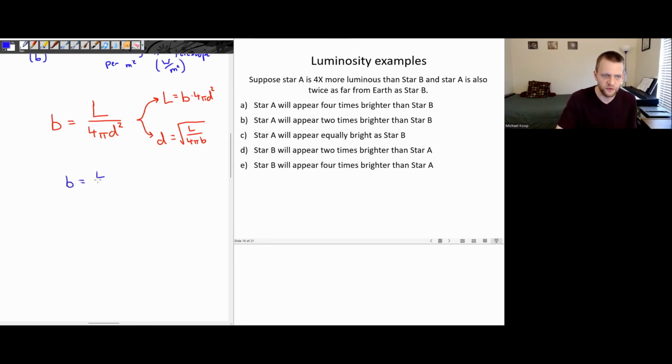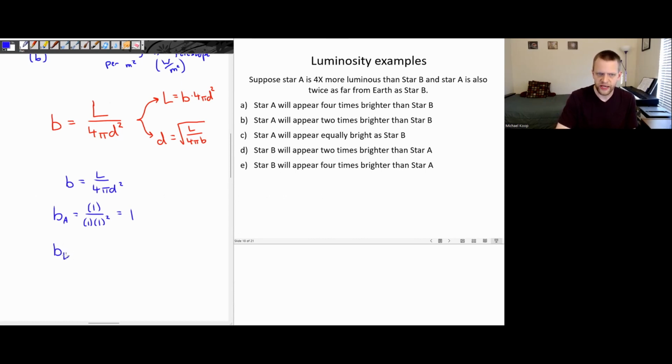We want to know how the brightness compares. So we're using this form of the equation, L over 4 pi d squared. And let's start with star A. This is going to be our reference star. The luminosity is 1. 4 pi is equal to 1. Distance is going to be 1. Again, I'm just saying the 4 pi is going to cancel out anyway, so let's just call it 1, make our lives a little easier.